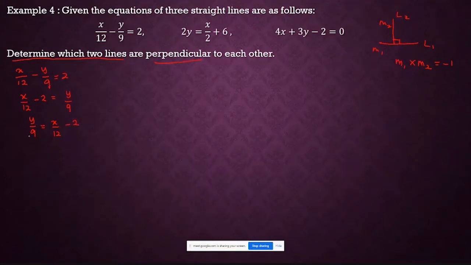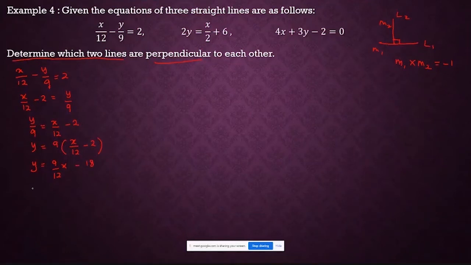Okay, now you have y over 9. Now we want single y, so we multiply by 9. Y divided by 9, so we multiply all terms on your right. So it becomes 9 over 12x minus 18.